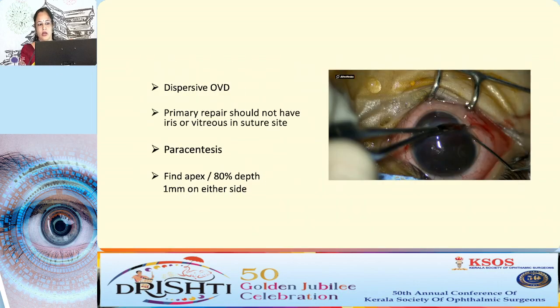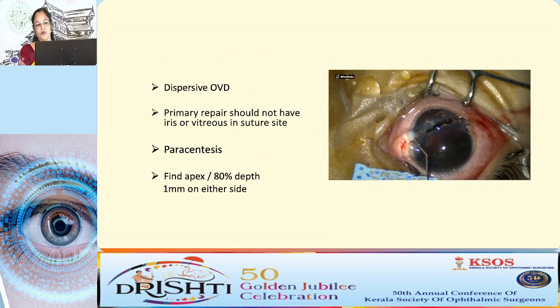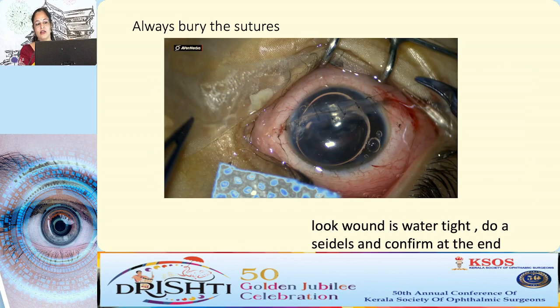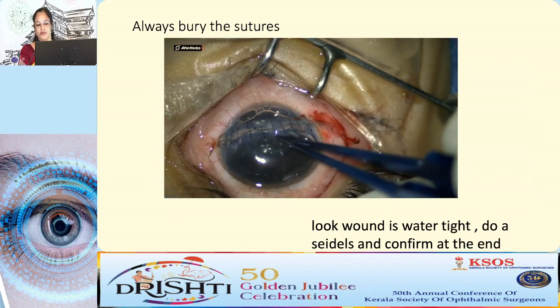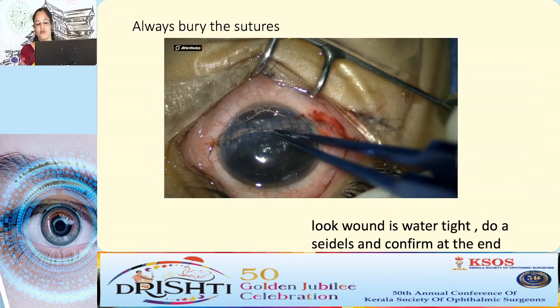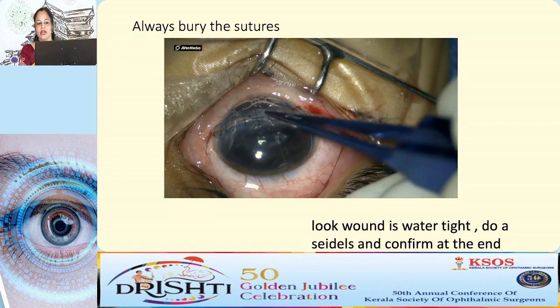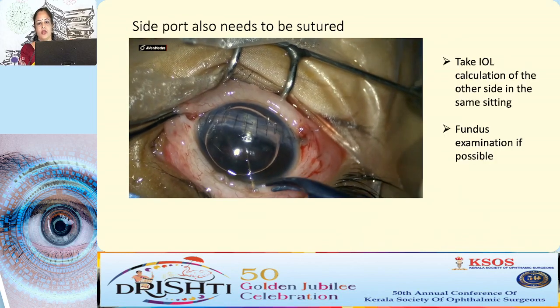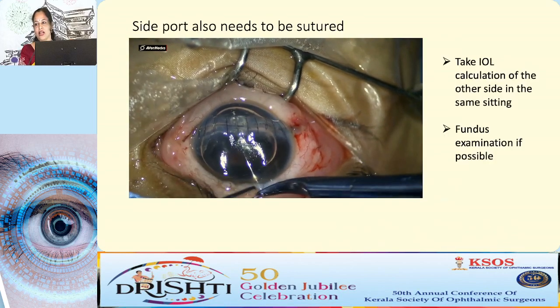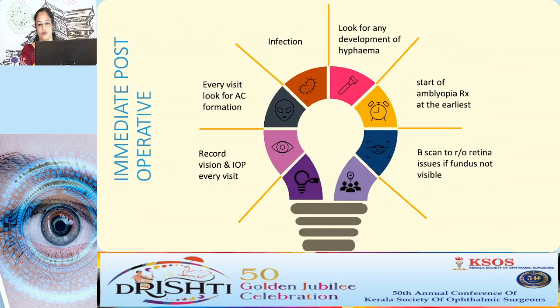And use a lot of viscoelastic and see that the iris is not adherent to the site of your wound. And if at all possible, do a paracentesis and from that site release the iris. Always bury the suture. Do not leave anything unburied. At the end of it, do a Seidel's and confirm that it is tight. And if possible, take an IOL calculation, do a fundus examination also, okay?